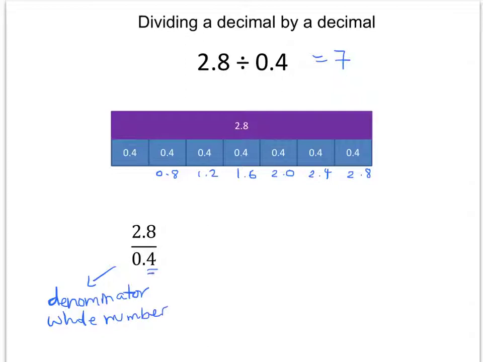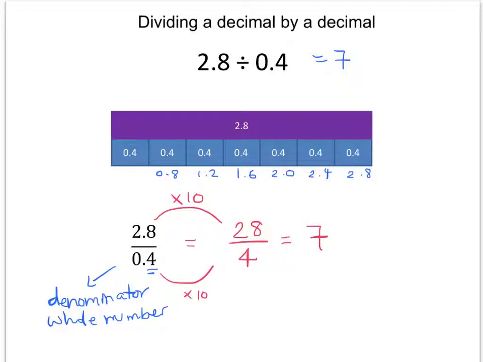So because I've got one decimal place here, if I multiply that denominator by 10, and of course whatever I do to the denominator I must do to the numerator, so if I multiply them both by 10, I get the equivalent fraction of 28 over 4. Okay, now 28 over 4, I can think how many times does 4 go into 28, and I know that goes in 7 times. So those are all equal to each other.